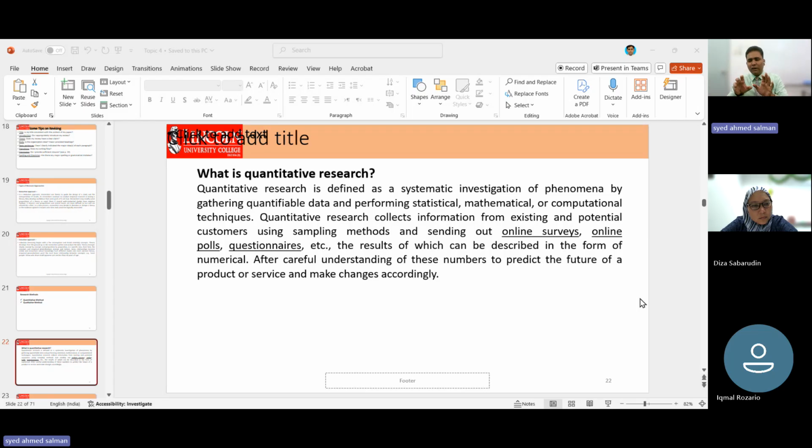Now again, if you look at the definition of quantitative: a systematic investigation of phenomena by gathering quantifiable data and performing, please try to understand here, statistical, mathematical, or computational techniques. So it means that this is not prediction. You have the numbers in your hand. You are going to put them in Excel, in SPSS, whatever data you have. Based on the data, you are getting the results.